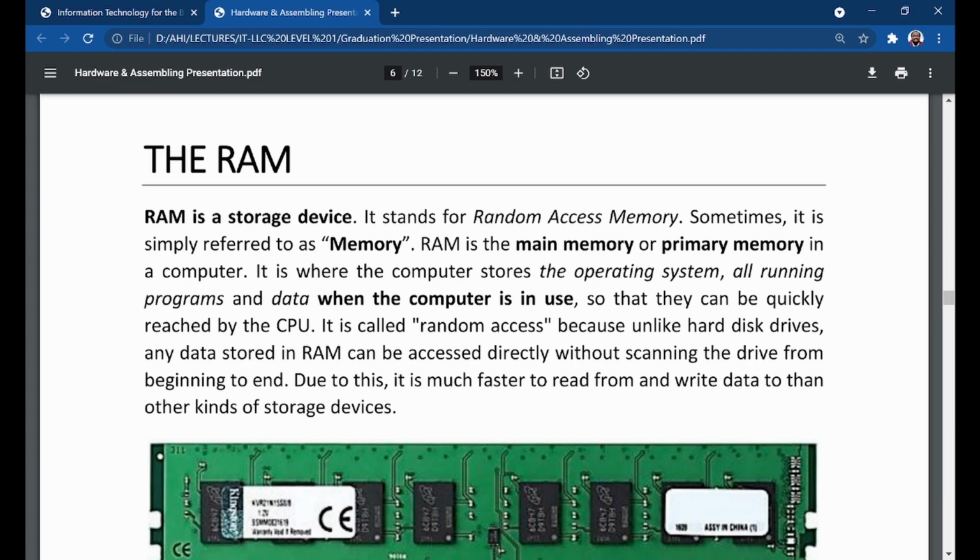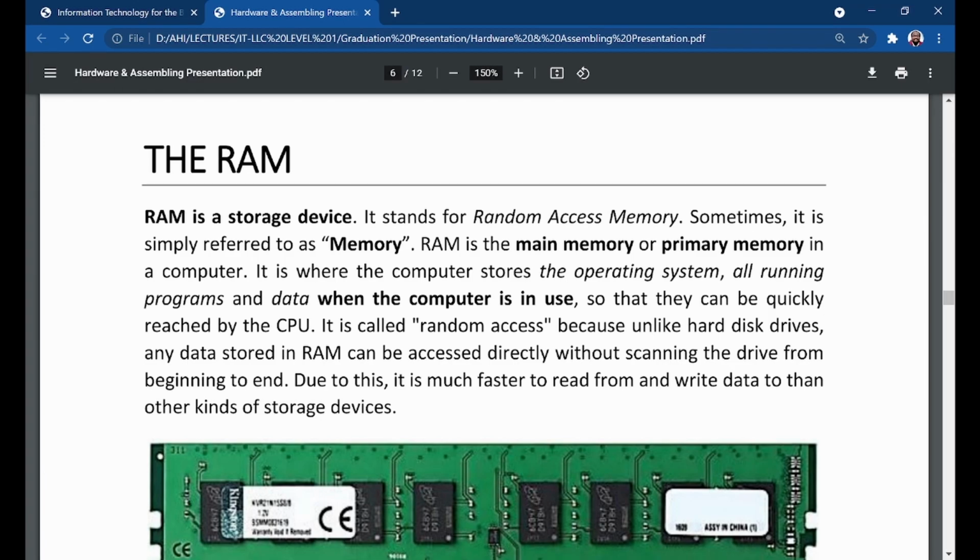It is where the computer stores the operating system, all running programs and data, when the computer is in use, so that they can be quickly reached by the CPU. Excellent. Please, are you here? You need to understand something about RAM.